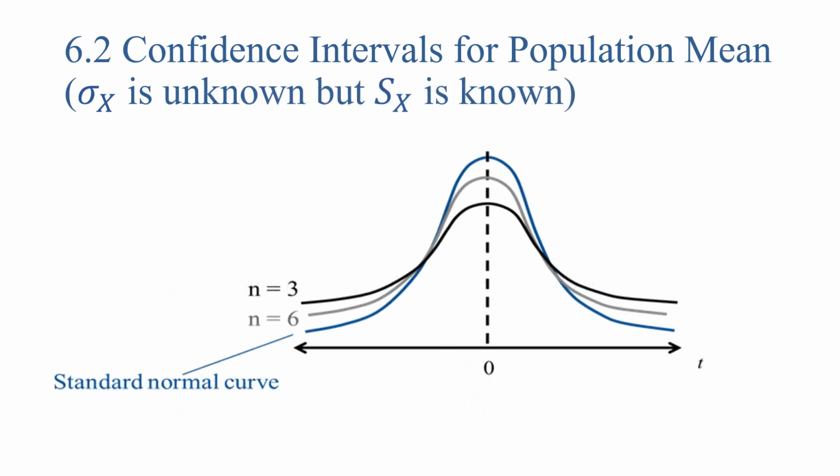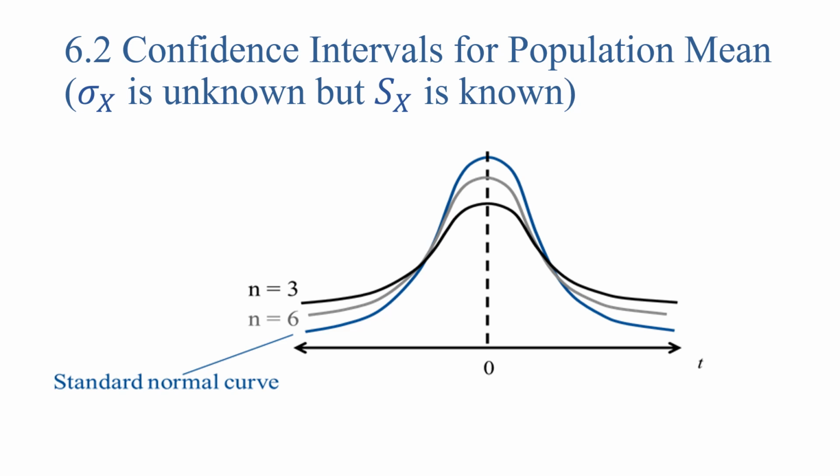This graph shows that as the sample size gets smaller, the t-distribution graph moves away from the z-distribution graph. In other words, as the sample size gets smaller, we introduce more error in estimating the interval.